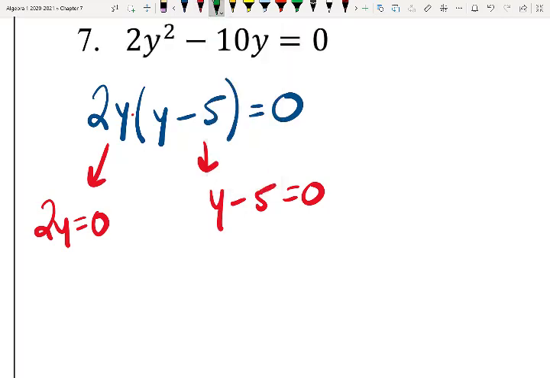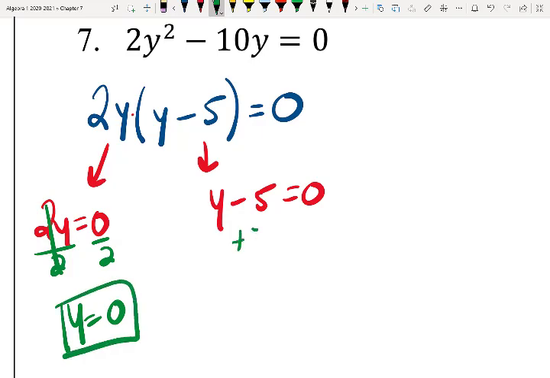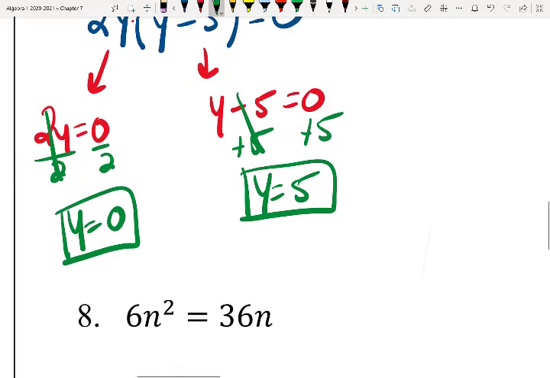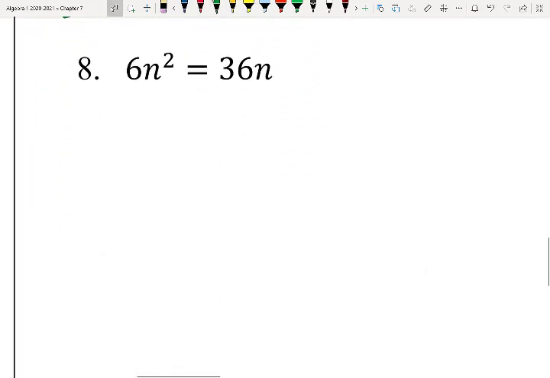So if I divide by 2 on both sides, that gives me y equals 0 as one of our solutions. I add 5 on both sides, and we get positive 5 as my other solution. So those are my 2 solutions for number 7. We'll go ahead and try the same thing with number 8.